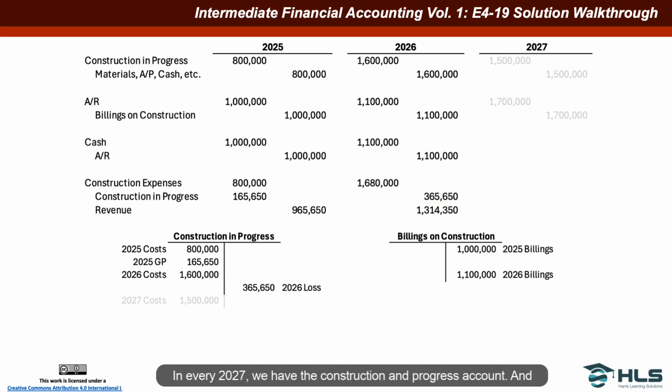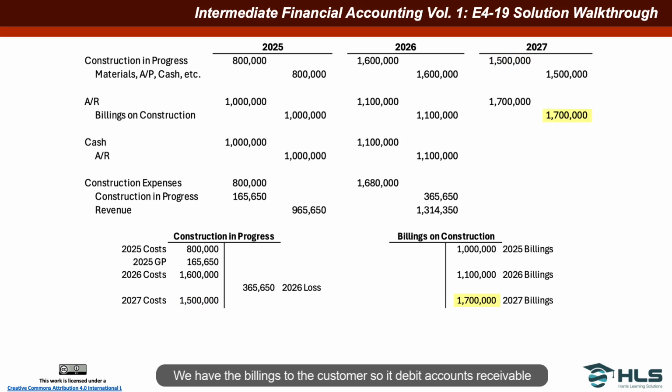Now for 2027, we have the construction in progress account and the materials debited and credited each for $1.5 million for the costs incurred in the year. We have the billings to the customers, so debit accounts receivable and credit the billings for $1.7 million. We have collections of $1.7 million, so debit cash, credit accounts receivable.